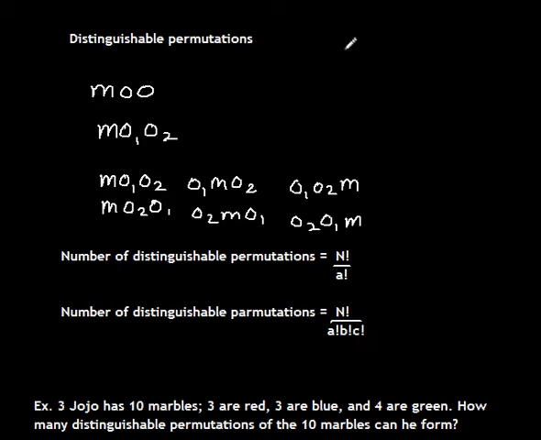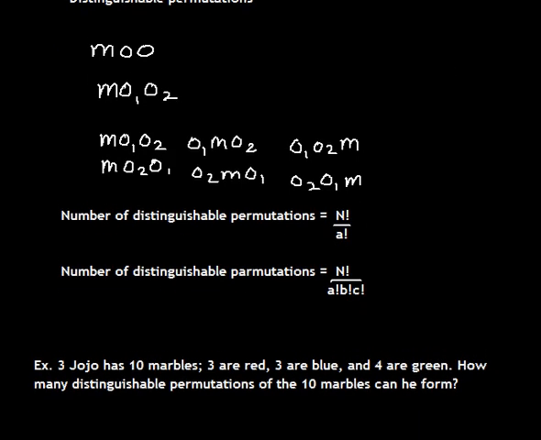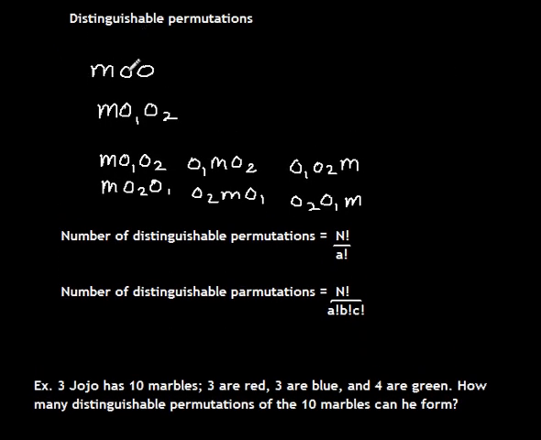So say we have the word "moo," and you can see it has 2 O's, and if we're going to figure out all the different combinations, we could give the O's subscripts. So O sub 1 and O sub 2. And then with 3 letters, as we know, we're going to have 6 different combinations.